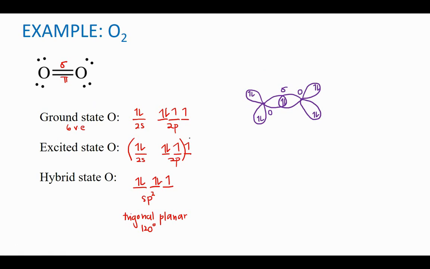Okay, so kat sini kita ada unhybrid p orbital. So kena tunjuklah the unhybrid p orbital that actually will form the pi bond. Okay, now let's show the pi bond. So just draw a p orbital anywhere on the oxygen atom. Guna color berbeza lah, nak nampak beza.